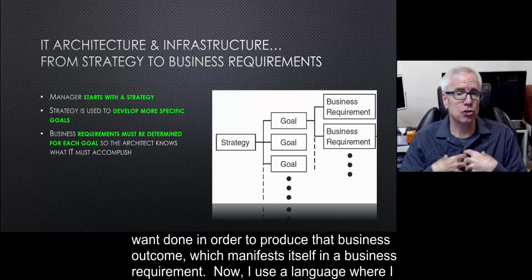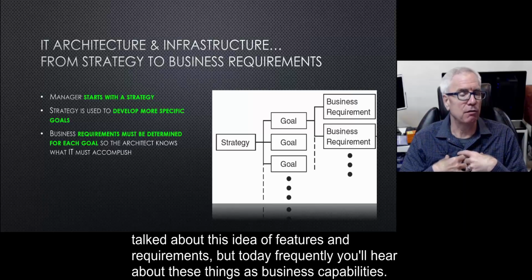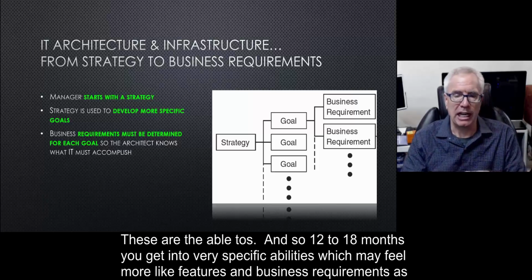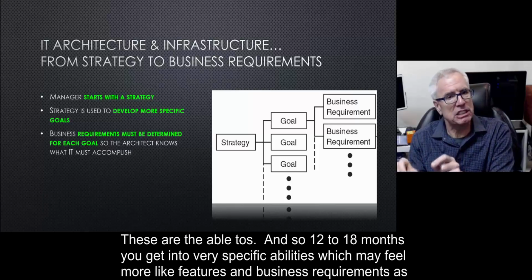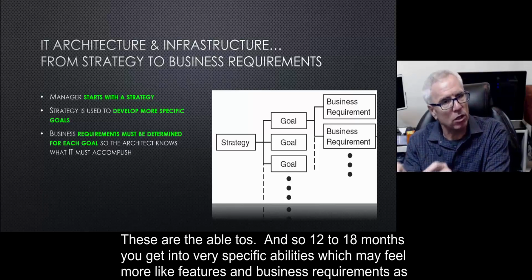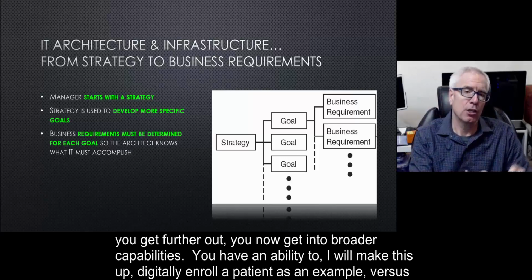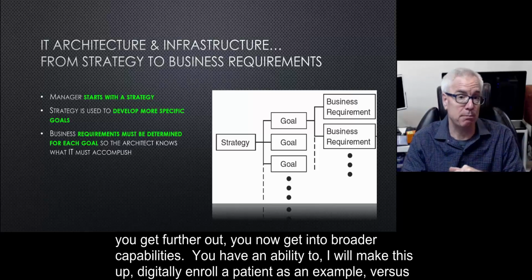Now, I used a language where I talked about this idea of features and requirements, but today, frequently you'll hear about these things as business capabilities. These are the able tos. And so 12 to 18 months, you get into very specific abilities, which may feel more like features and business requirements. As you get further out, you now get into broader capabilities.